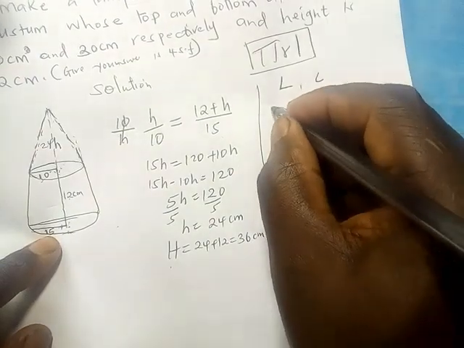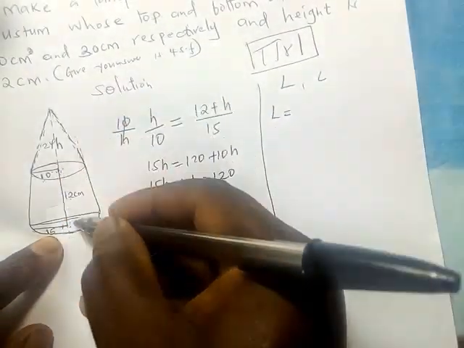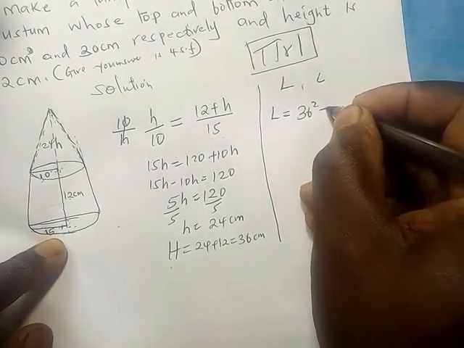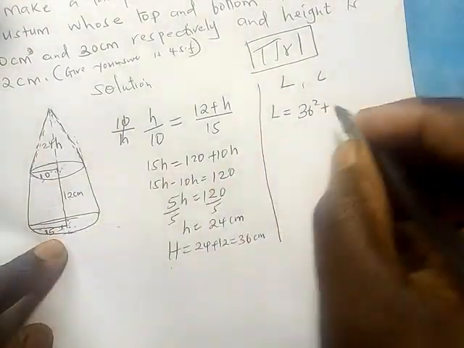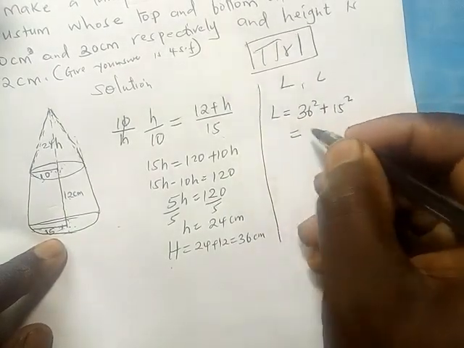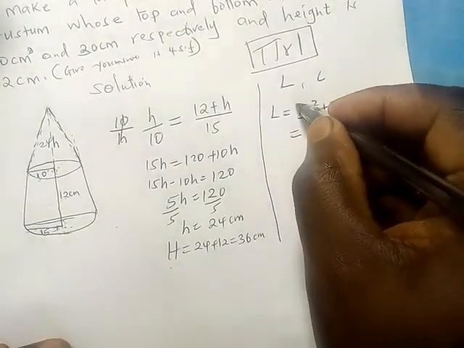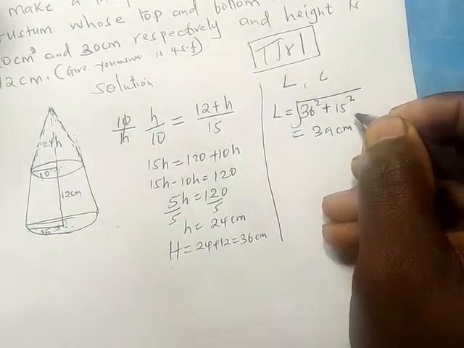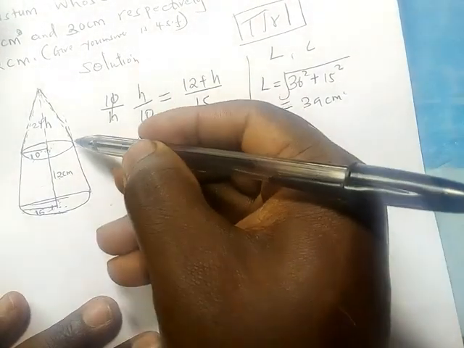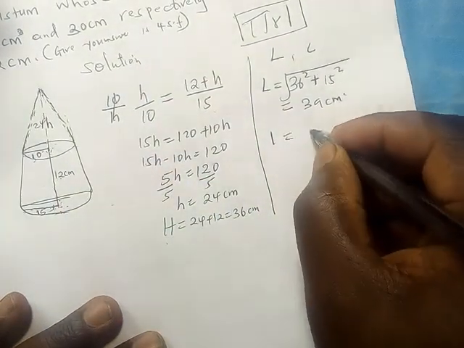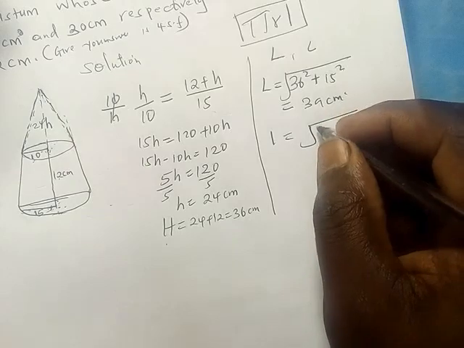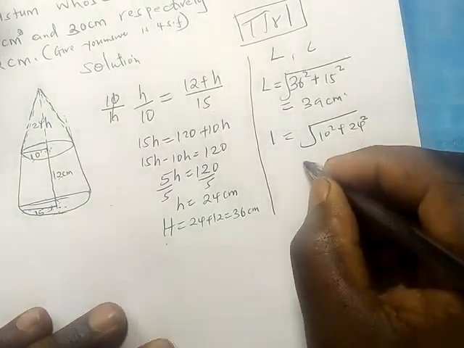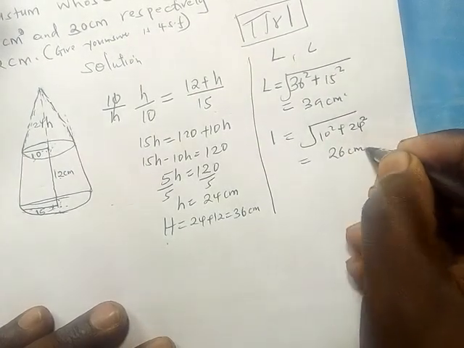Let us get the slant height L. L, the big one, is given by the square root of 36 squared plus 15 squared, which gives us 39 centimeters. The slant height of the small cone is equal to the square root of 10 squared plus 24 squared. This one gives us 26 centimeters.